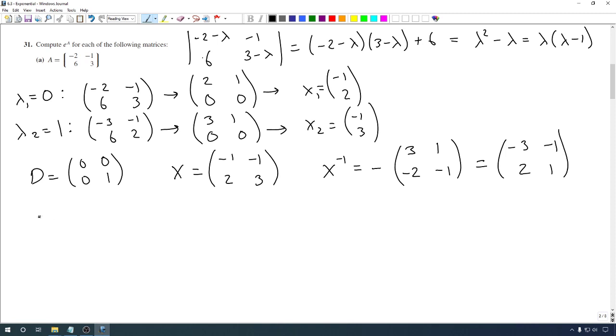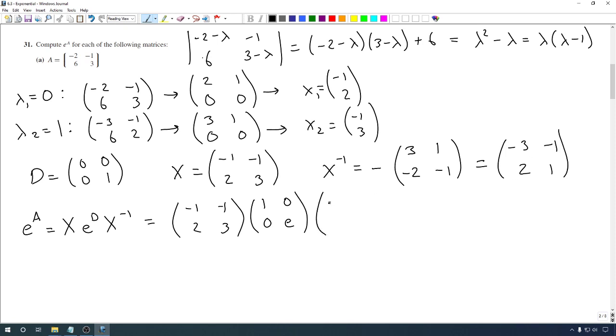We want to compute our exponential e to the a, and we know that's going to be x times e to the d times x inverse. That means we're going to take this matrix times e to the d. Remember, e to the d, we take our diagonal elements of 0 and 1 and take e to that power. So e to the 0 power is 1. These stay at zeros. E to the first power is e. So we do have an e showing up in here.